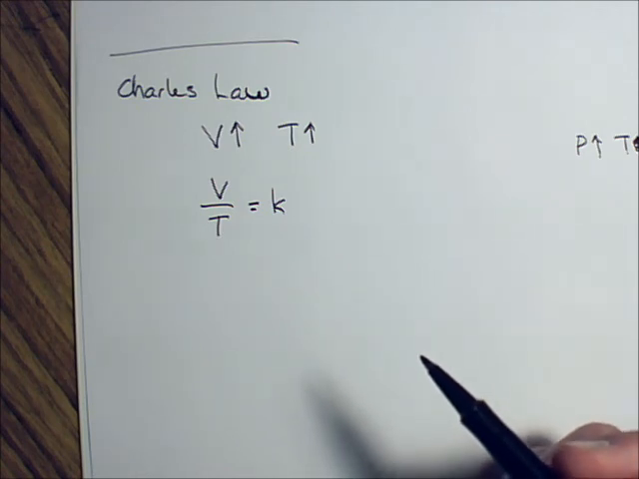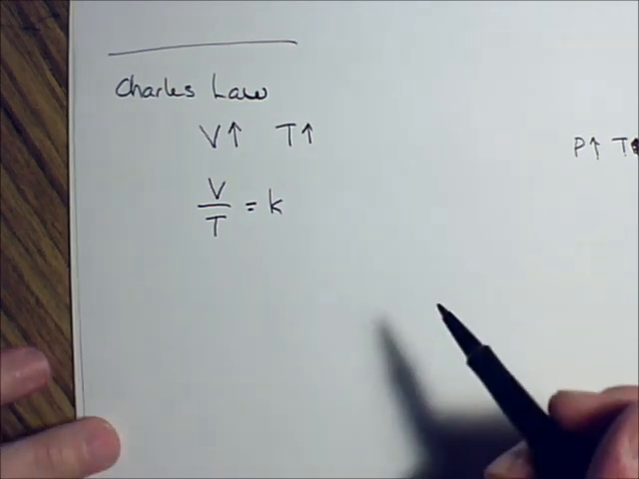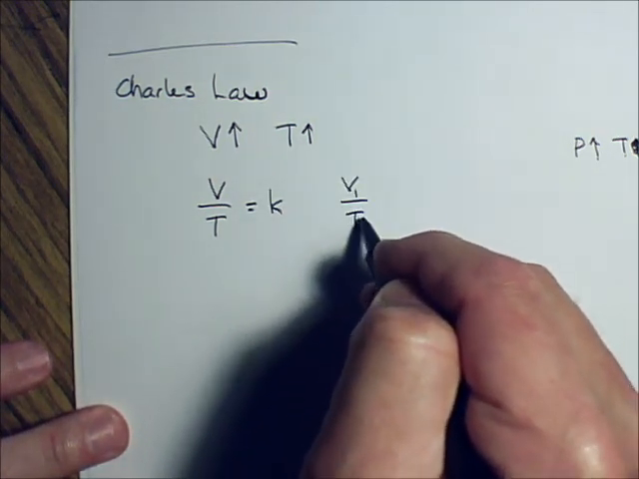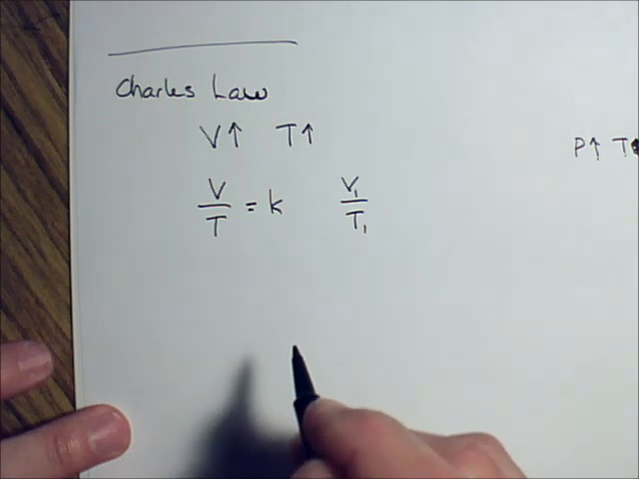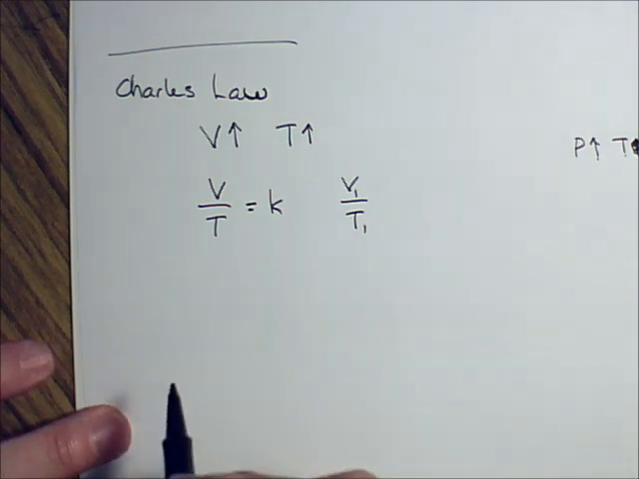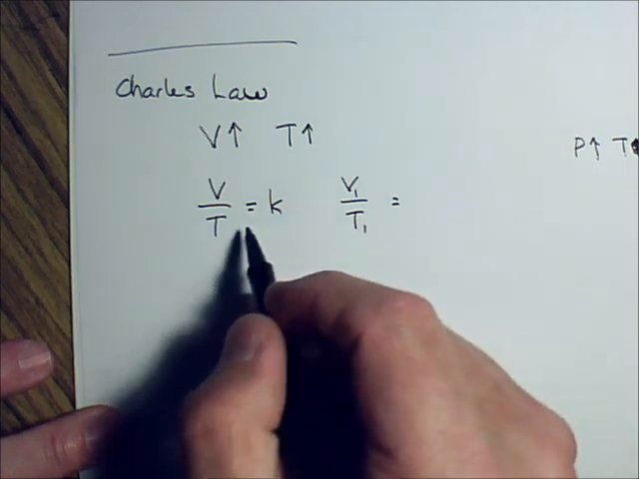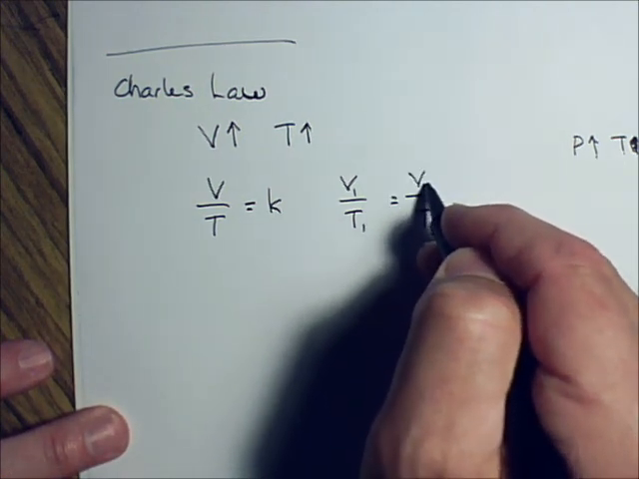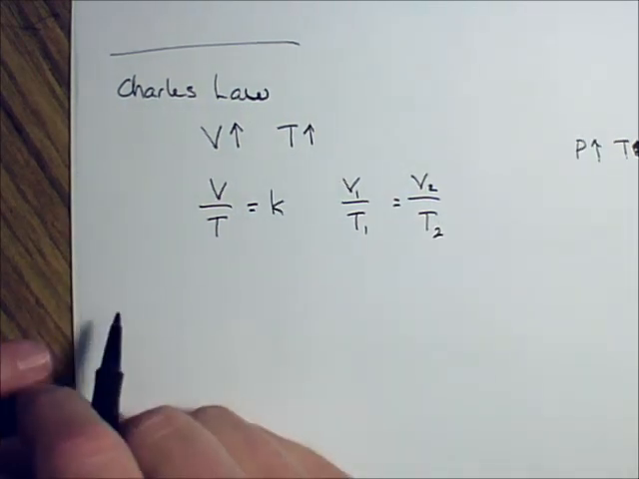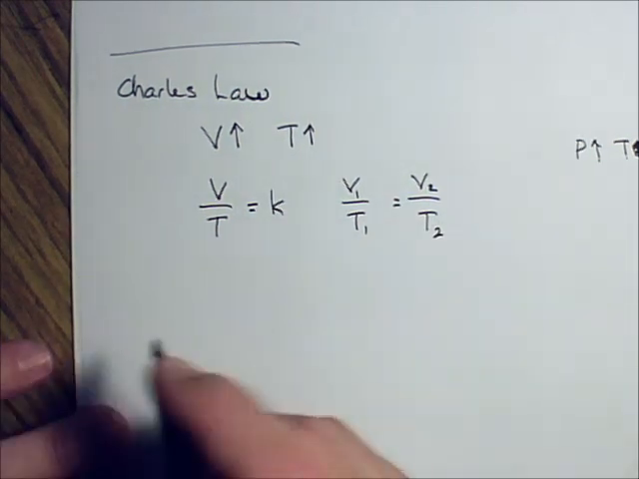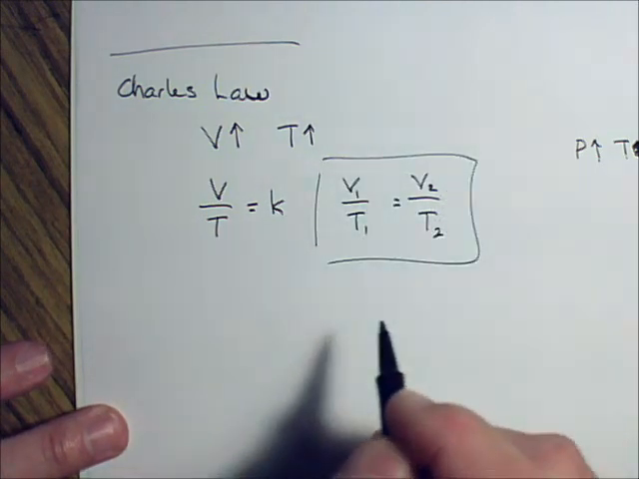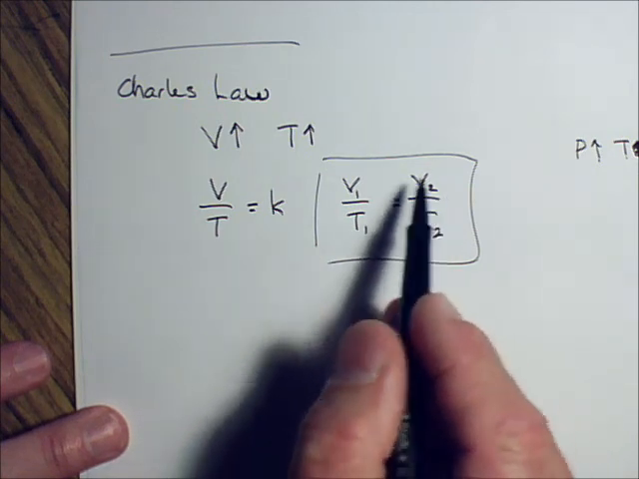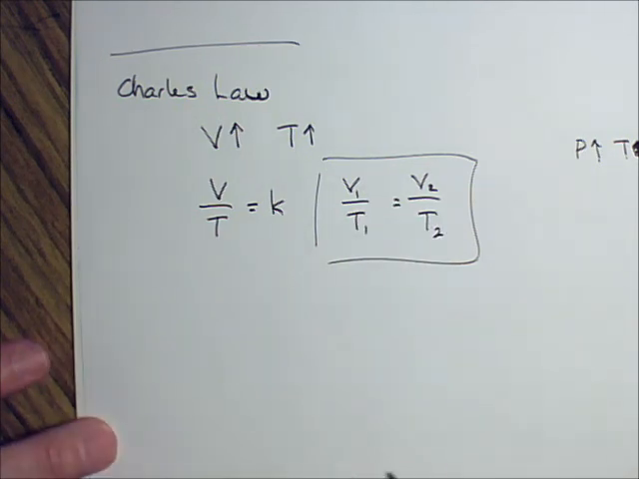There's a better way to write it when you're doing calculations. If I have an initial volume and an initial temperature of something, and I increase the temperature, well, because it's always going to equal K, the new temperature and the new volume will also equal K, so they're equal. And this is the way we write Charles' law most of the time, because that's the way it's most practical for solving problems.